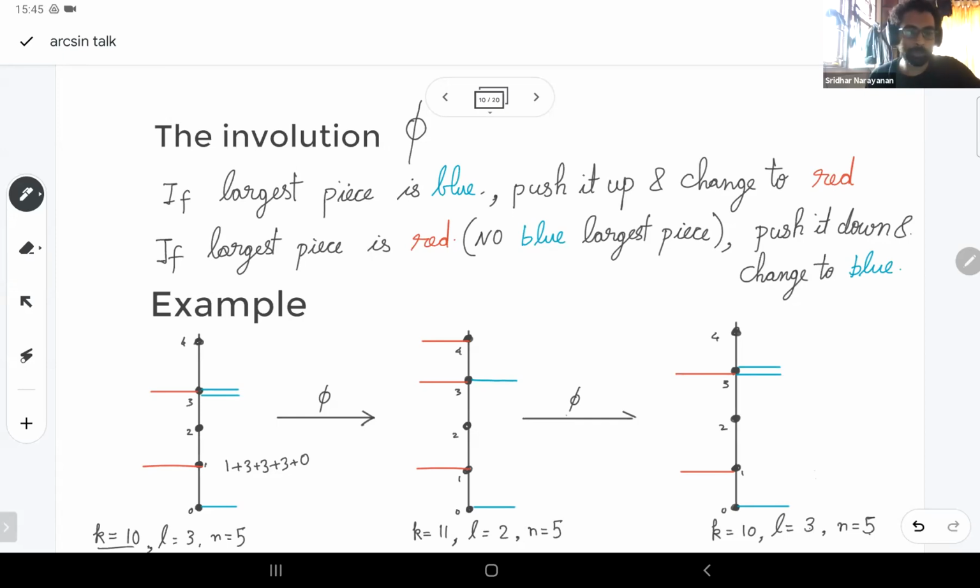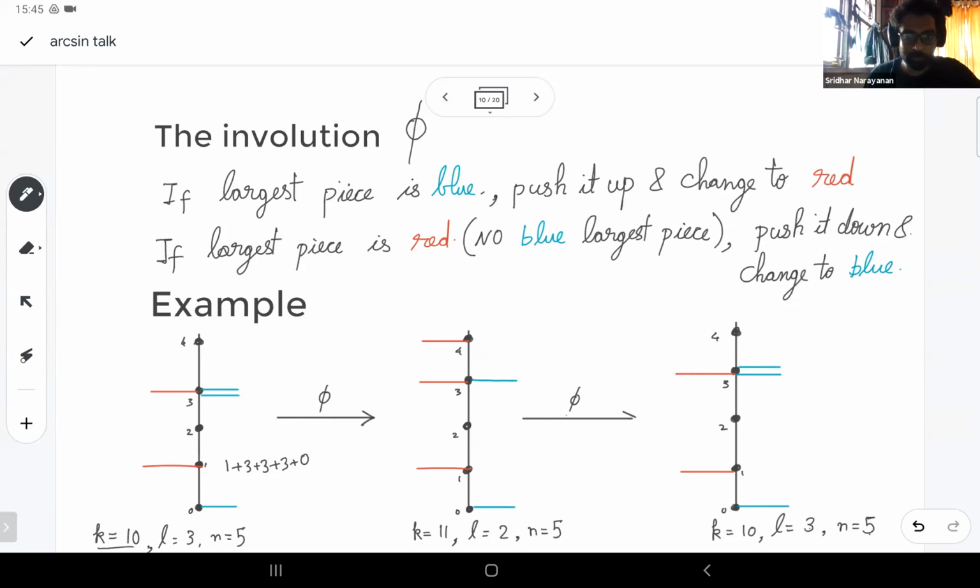So it's going to map to something which has the opposite sign. Again, when you do this, you get the original figure. So you're going from 11 and 2 to 10 and 3. Either K increases by 1 and L decreases by 1, or K decreases by 1 and L increases by 1. So that's the idea of this involution.